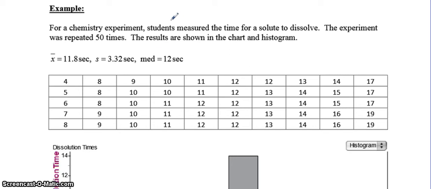So in this example, what we're going to do is determine whether this data here represents a normal distribution. For a chemistry experiment, students measured the time for a solute to dissolve. The experiment was repeated 50 times. The results are shown in the chart and histogram.